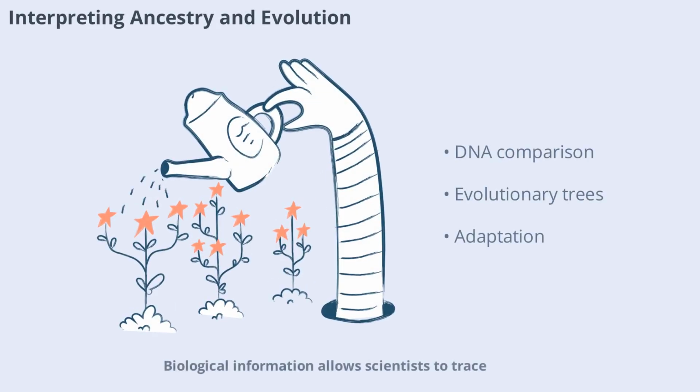Biological information allows scientists to trace ancestry and evolutionary relationships among species. By comparing DNA sequences, researchers can reconstruct family trees, track migrations, and study how organisms have adapted to their environments. This information sheds light on human history and the diversity of life on Earth.